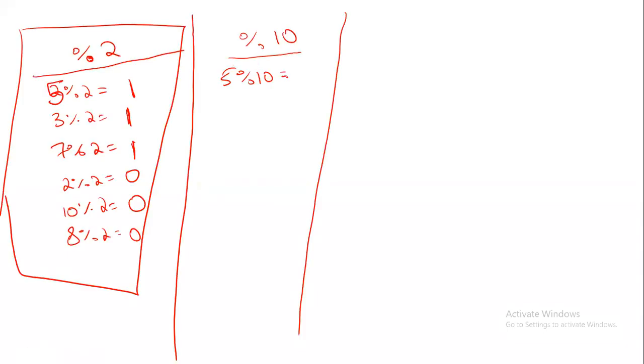Okay. So I think yes, 5 mod 10, answer is 5. Okay, let me go for the next one. What is 18 mod 10? What is the answer here?